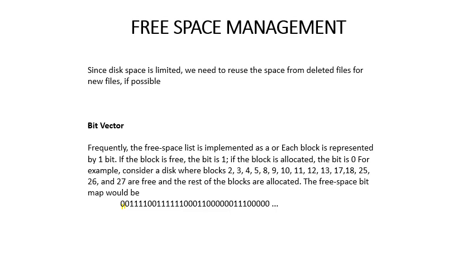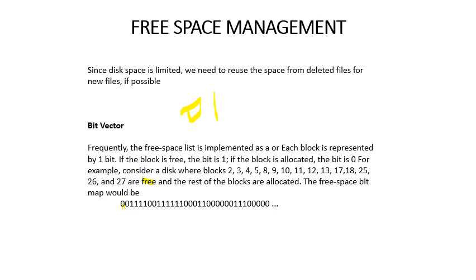You just need to remember this for the bit vector, that is 0 and 1. In the example shown here, consider a disk where blocks 2, 3, 4, 25 and 27 are free, and the rest of the blocks are allocated.